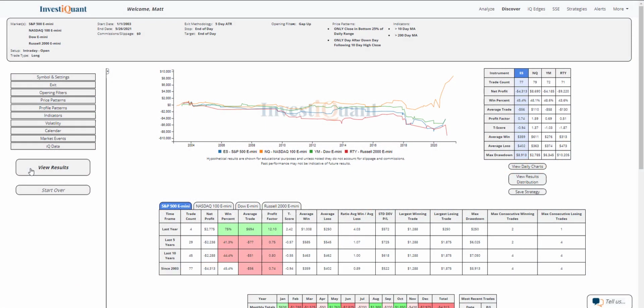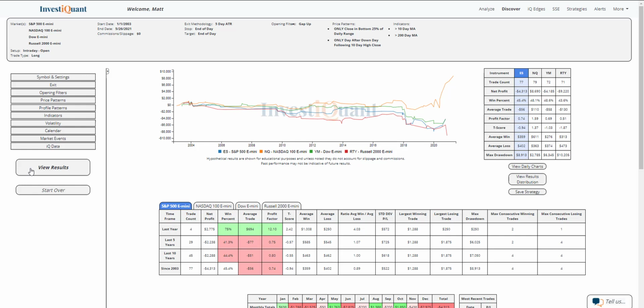And here we go. These are the results based upon entering the market long at the open of regular trading hours, 9:30 a.m. Eastern Time. The exit is set to 4:15 p.m. Eastern Time. When you are gapping up following a day that is a red candlestick that closed down at the bottom 25% of its range, and that came on the heels of a 10-day high close. This is taking place above a 10 and above a 200-day simple moving average.